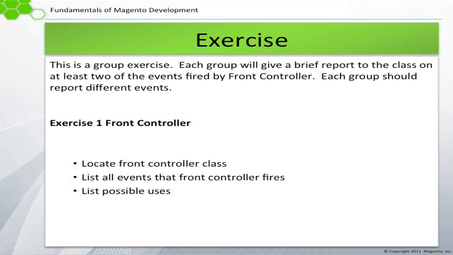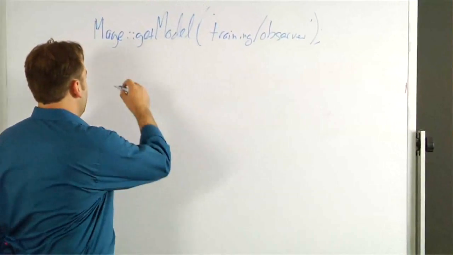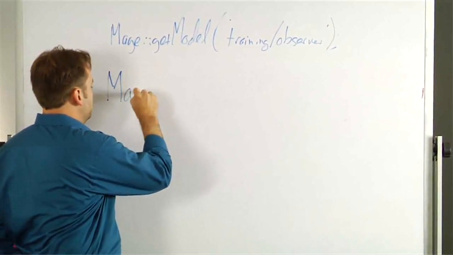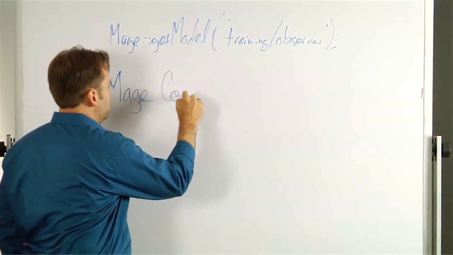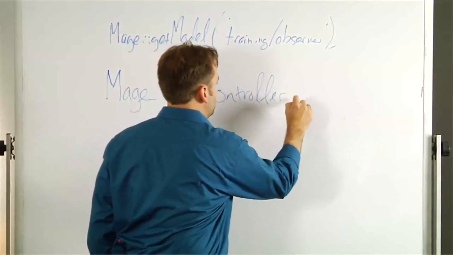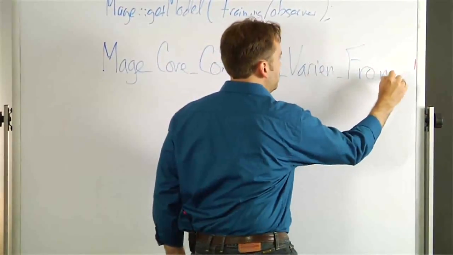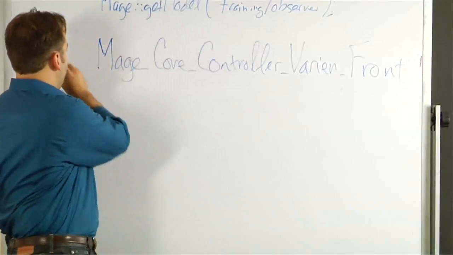Okay, so now an exercise. Locate the front controller class, Mage_Core_Controller_Varien_Front. List all the events that the front controller fires. Let's see. Okay, so let's find this. So this class, I'll go ahead and write it up here. It should be in your book in a couple places, but this is a great place to look, if you want some more insight into the internals. Mage_Core_Controller_Varien_Front.